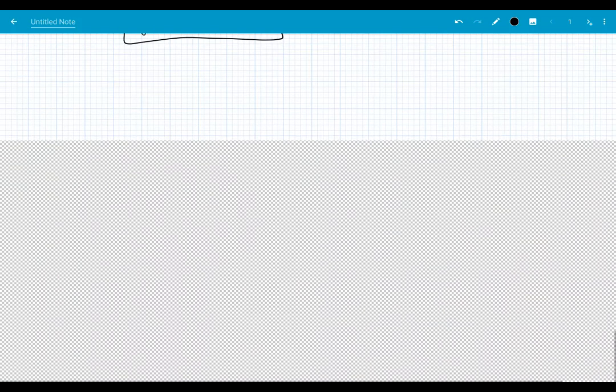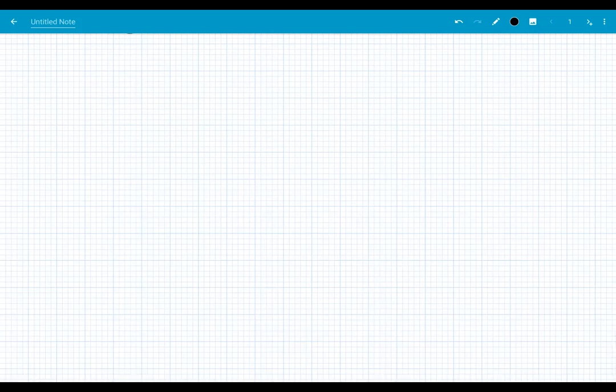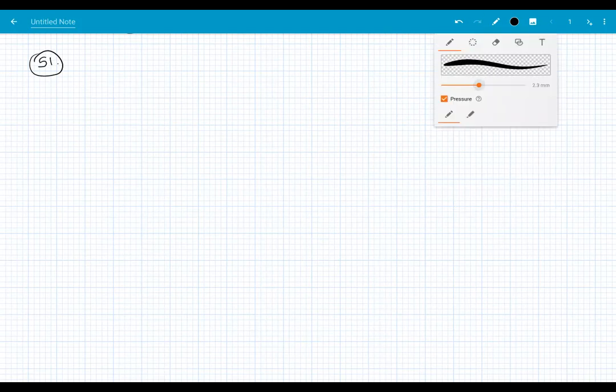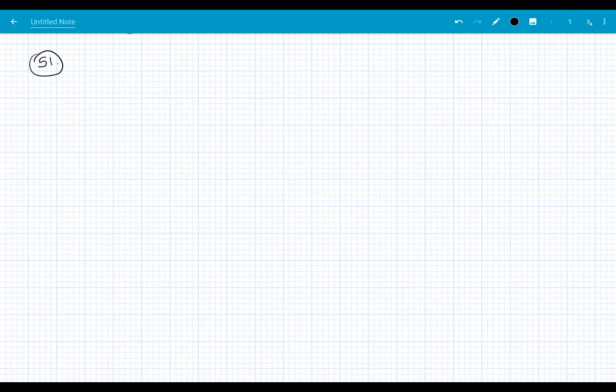And I'll quickly sketch the picture as best I can. So for 51, the graph they give us looks something like this. Just give me a quick second to get that doodled for you. Okay. So this is my x-axis. This is my y-axis.